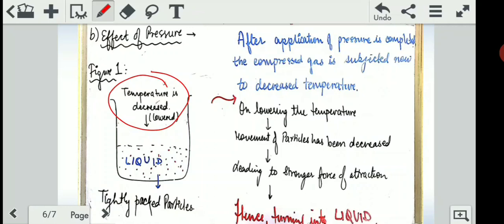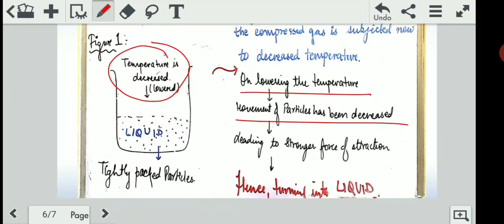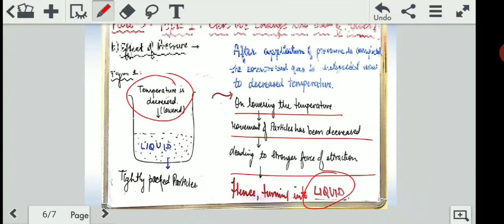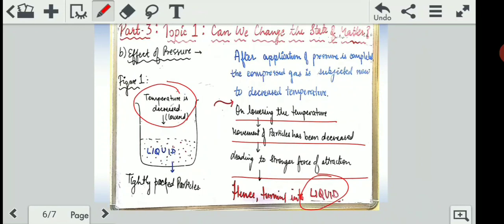Pressure lagane ke baad aapne uska temperature hi decrease kar diya. So what has happened? On lowering the temperature, movement of particles has decreased. That has led to stronger force of attraction, turning it into liquid. I hope this is complete. That after application of pressure, we have decreased its temperature also, resulting in the formation of liquid.